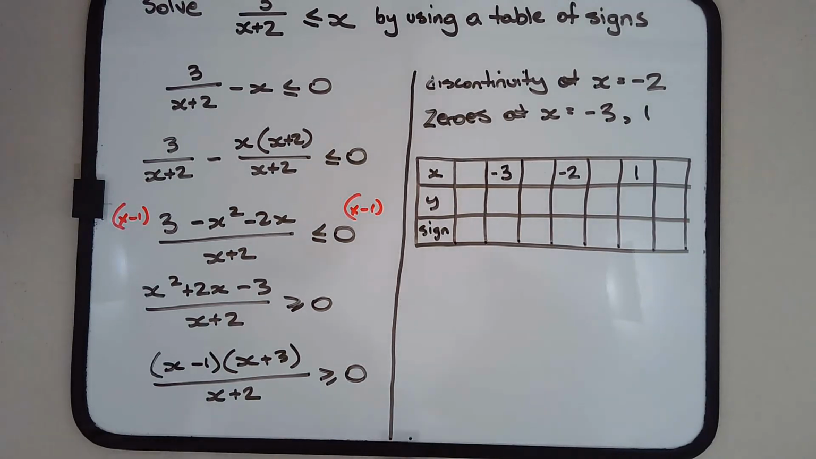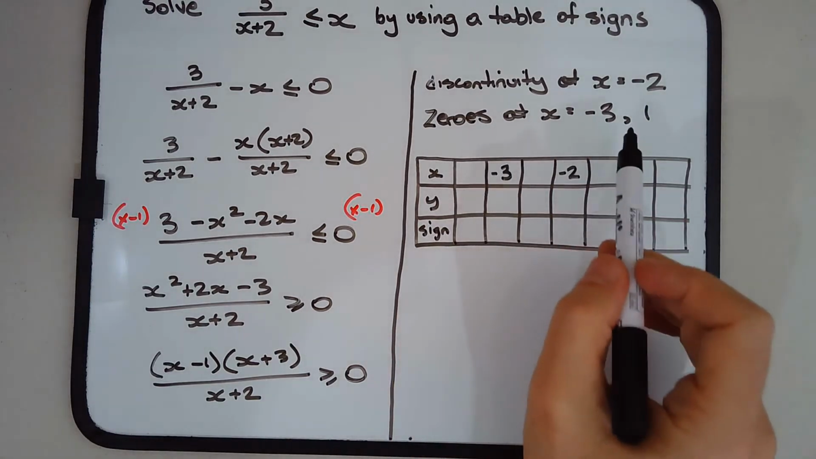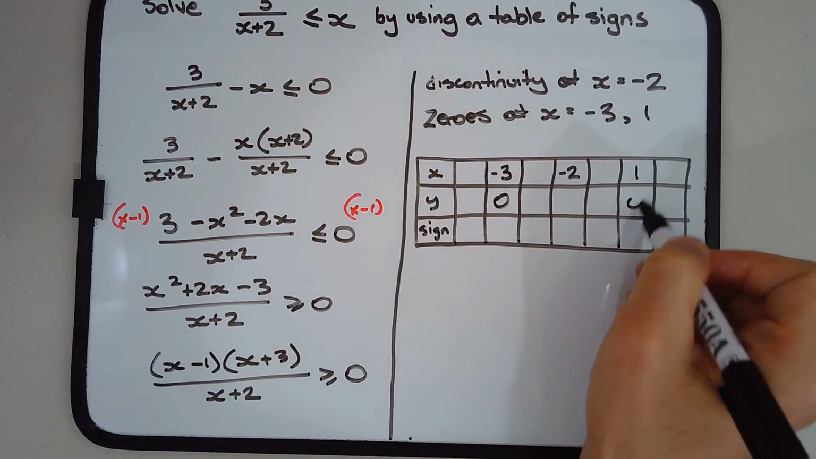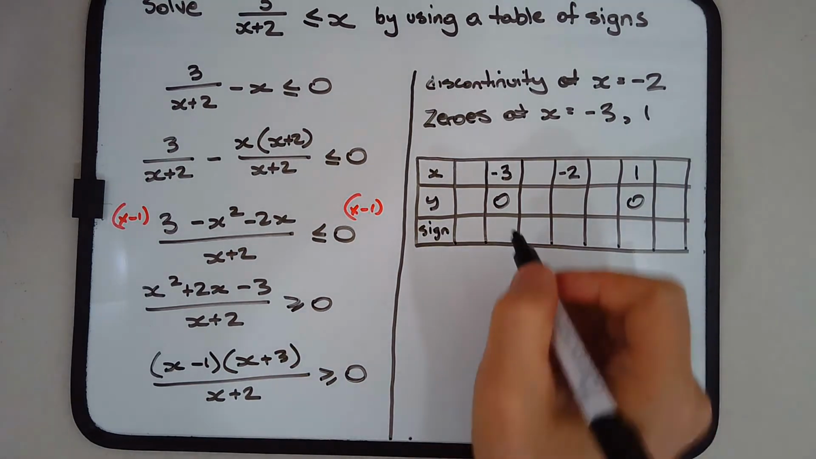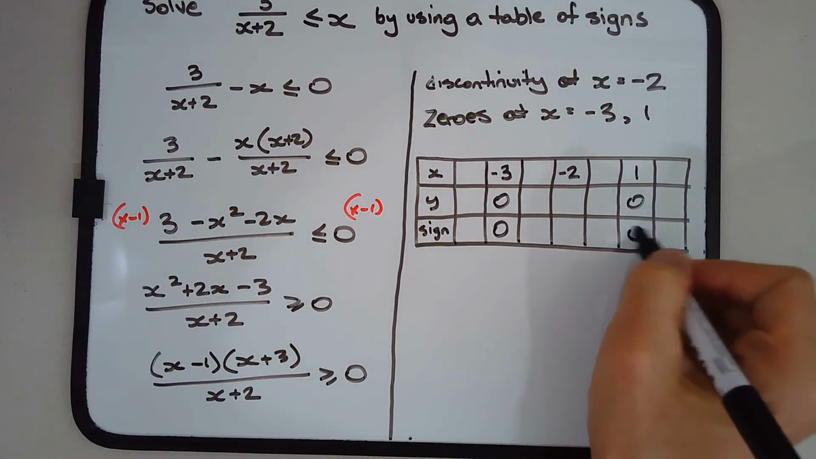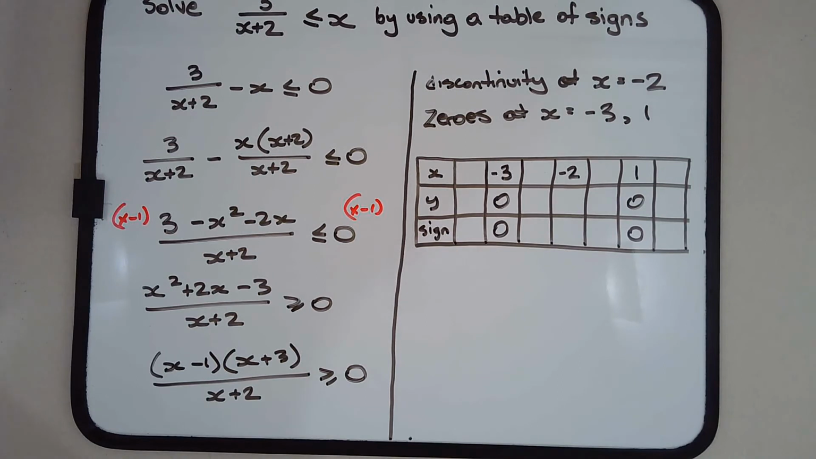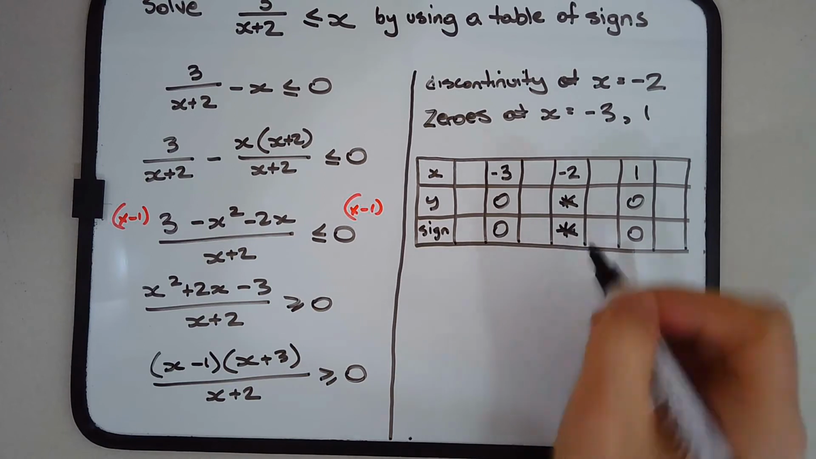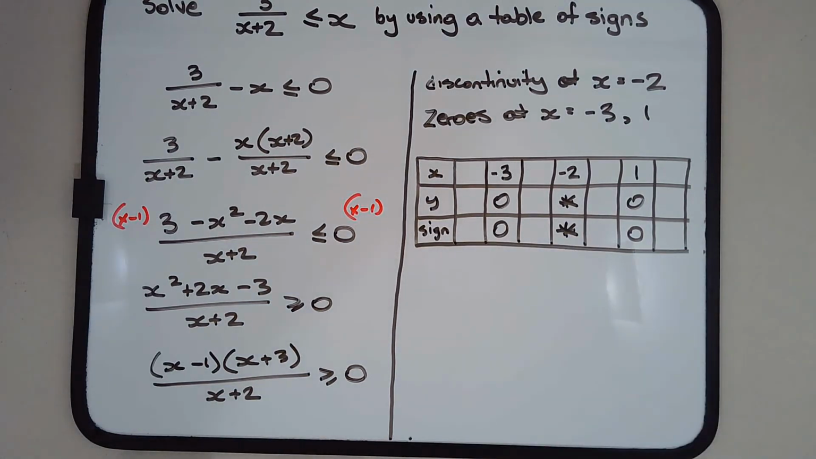Now, we know that the function is 0 at -3 and 1. And the sign of 0, well, that's just 0. And we also know that there's a discontinuity at x equals -2, so that's where, if you were to graph it, a vertical asymptote would go. So I'm just going to put a star there because the function is in fact not defined.